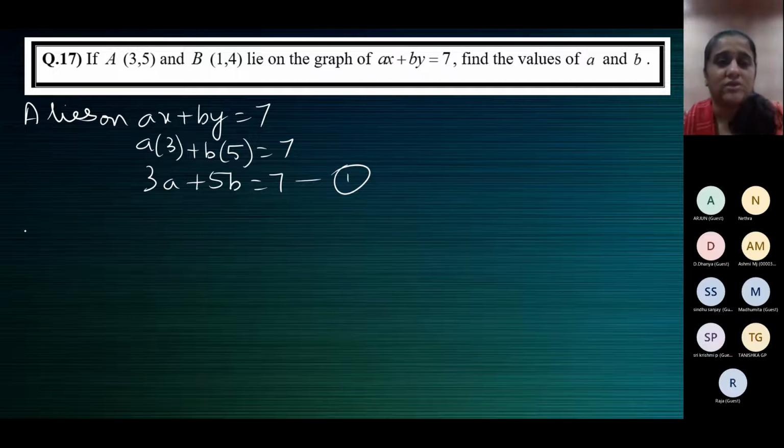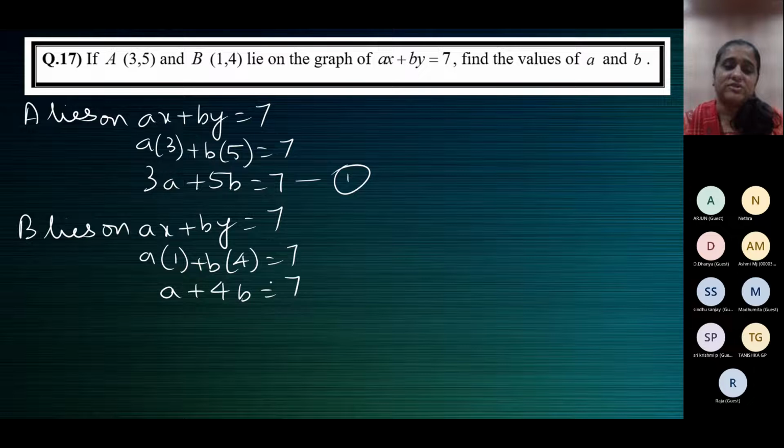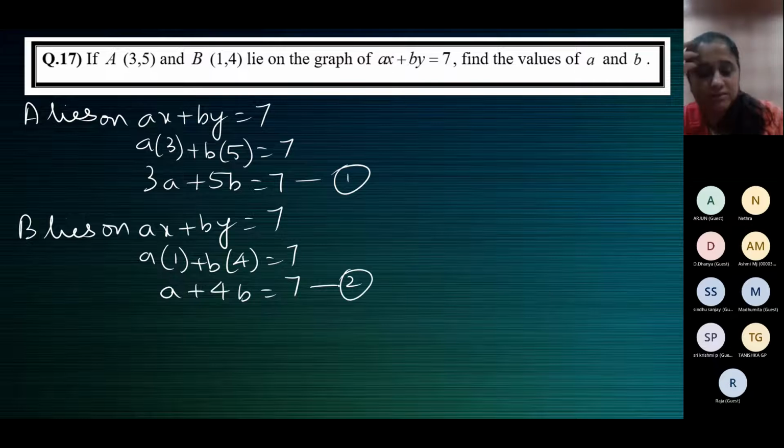Now we'll see how to do the substitution method. This is the first equation. Then we have B. B lies on ax plus by is equal to 7. The value of x is 1, so a into 1 plus b into y is 4, so a plus 4b is equal to 7. Now the substitution method works like this. You can take any one of the two equations. Supposing I take 2. I write a in terms of b or b in terms of a. So here you can write a is equal to 7 minus 4b.